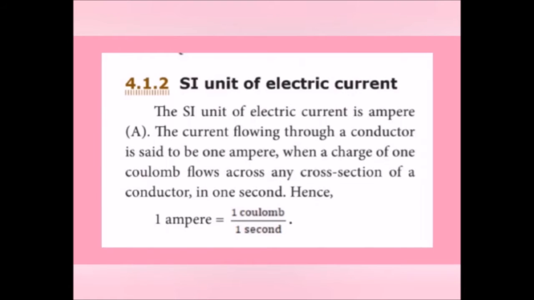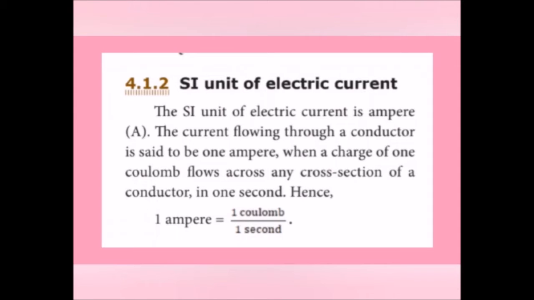The SI unit of electric current. The SI unit of electric current is ampere, represented by the symbol A. The current flowing through a conductor is said to be 1 ampere when a charge of 1 coulomb flows across any cross section of a conductor in 1 second. We know that I = Q/T is the mathematical expression for electric current. Hence, 1 ampere equals 1 coulomb by 1 second.